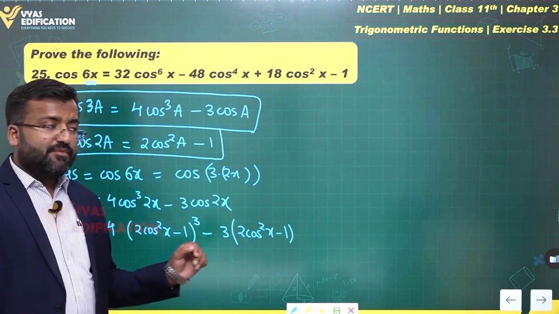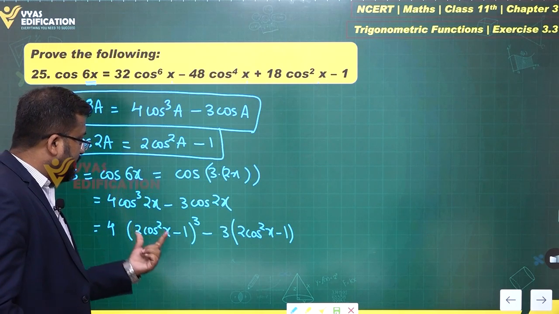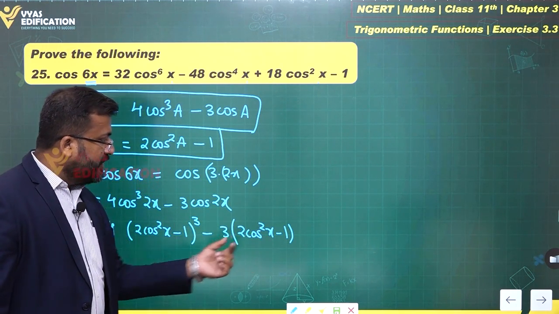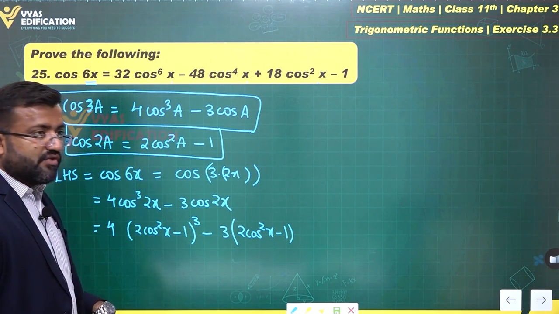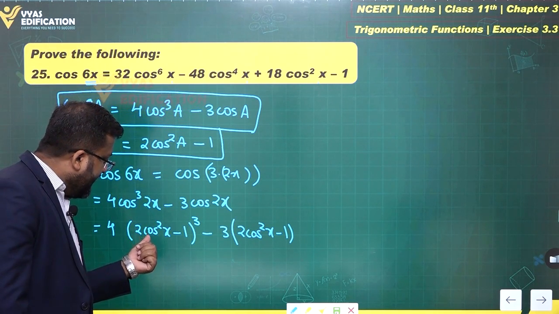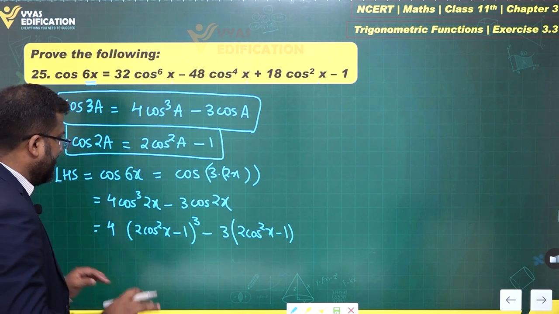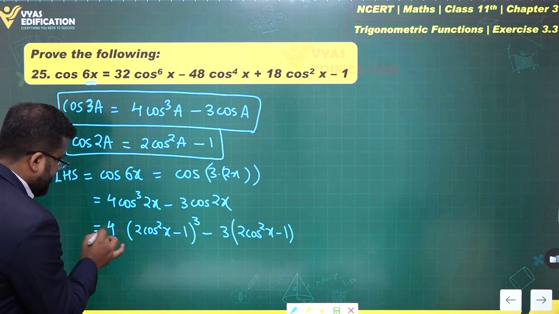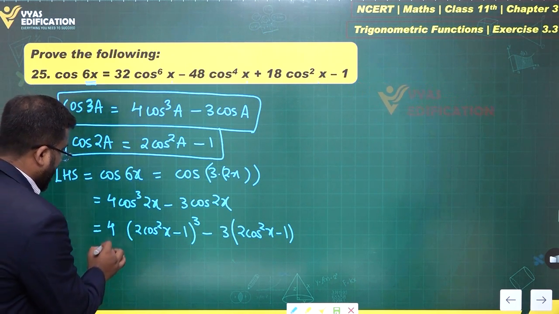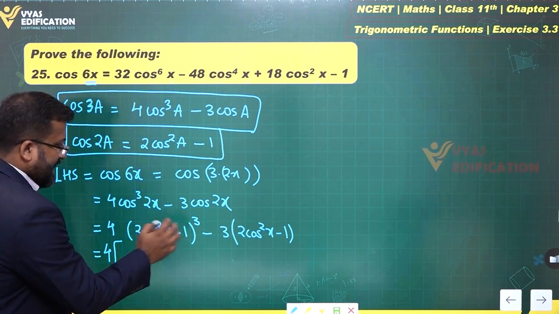I hope that's clear. Yes, pretty simple. You can see this. Cos 2x will be 2 cos square x minus 1, and there's a cube over here. This is what you get. After this, I need to apply a minus b whole cube, and that will make my calculation very easy after that, right? So what we have is 4, okay. This is a minus b whole cube.